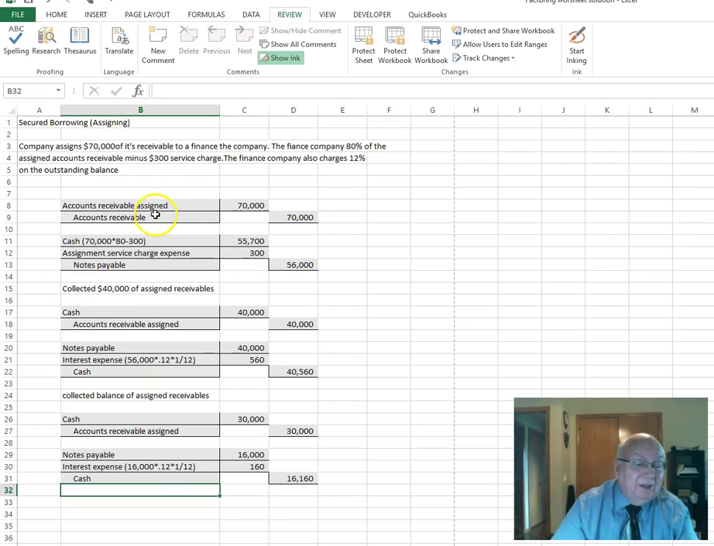Just set up the account, assign them, and then you go on. Okay, you collect them, you pay it. We're going to do the interest expense monthly, so the first one's on the $56,000, which is the outstanding balance, and a lot of people want to do it on the $40,000, but it's on the $56,000, and then the $16,000 is what the balance is left.